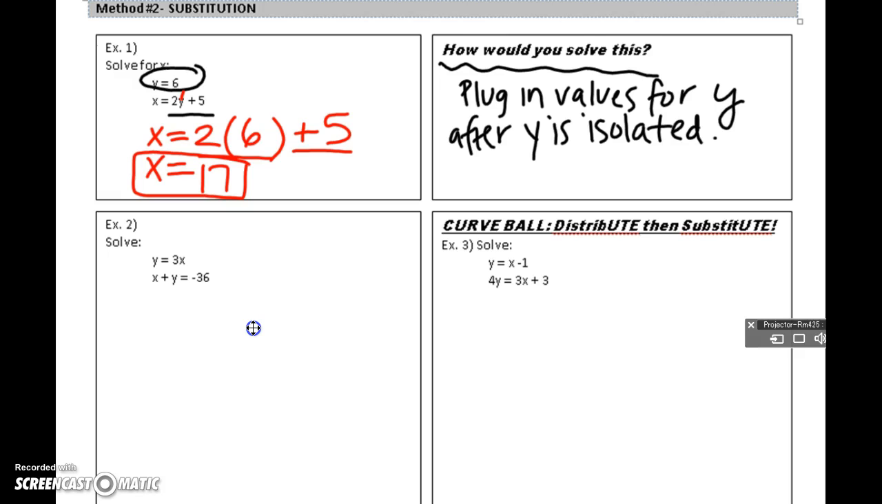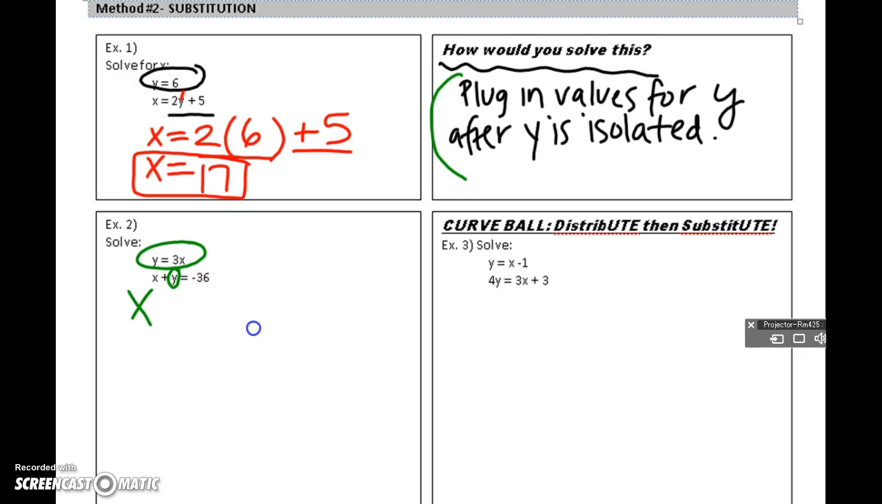If you look at example 2, I notice that I have two equations again: y equals 3x and x plus y equals negative 36. Again, if I look back to how I would solve this, I can plug in my values for y because y is already isolated. I already have y by itself on the left side of the equation, y equals 3x.